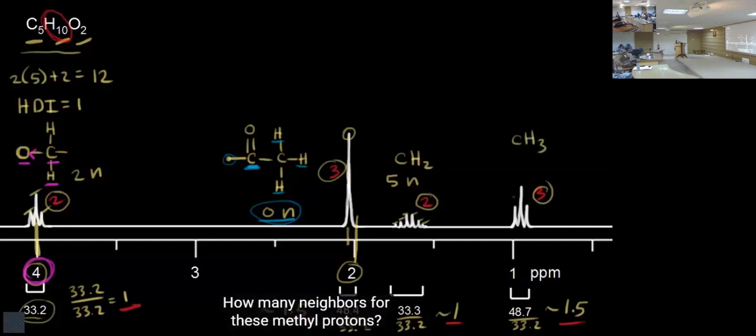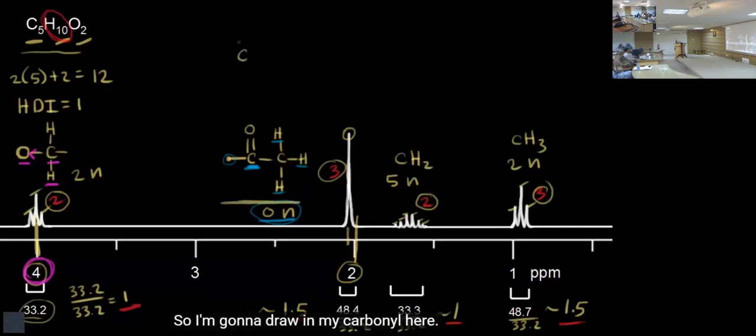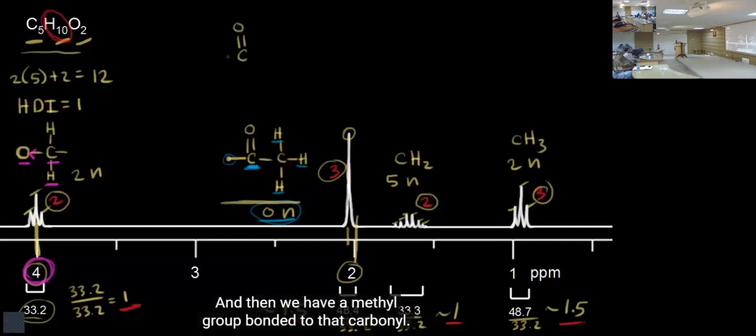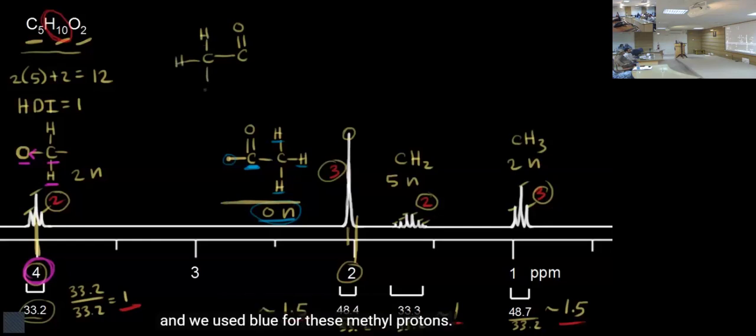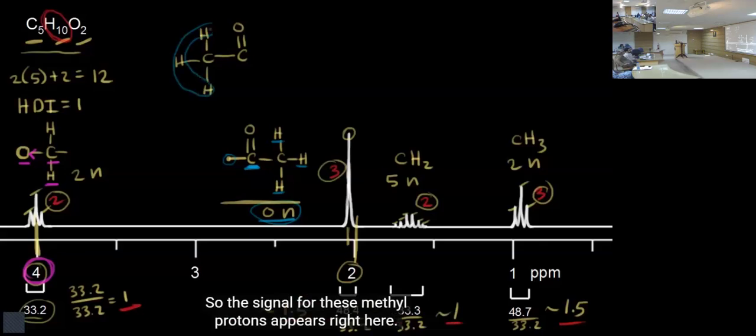How many neighbors for these methyl protons? Well, we have 1, 2, 3 peaks, so 3 minus 1 is 2, so 2 neighbors. All right, let's put all of the pieces of the puzzle together and draw the final dot structure. Let's start with this piece of the puzzle right here. We have a carbonyl, so I'm going to draw in my carbonyl here, and then we have a methyl group bonded to that carbonyl. So I'm going to draw in our methyl group like that, and we used blue for these methyl protons. So the signal for these methyl protons appears right here.